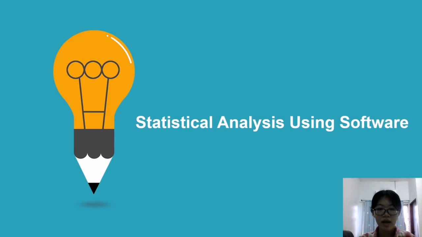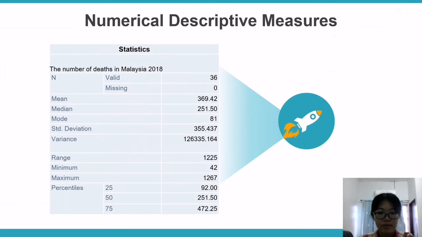Thank you. Hi, my name is Tanzi and my metric number is A20A2027. I'd like to present statistical analysis using the software. I'm using SPSS Statistics for interactive or group statistical analysis. Numerical descriptive measure is the number of deaths in 2018. The SPSS output shows the measure of central tendency, measure of dispersion, measures of skewness and frequency, and the quartile and percentiles. In the measure of central tendency, there are mean, median, and mode. The mean of this data is 369.42. The median is 251.15 and the mode is 81.